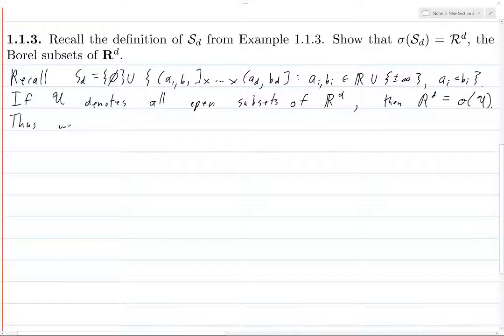So what we're trying to prove is that the sigma algebra generated by S_D is equal to the sigma field generated by open sets, because the sigma field generated by open sets is the Borel sigma field. Sigma algebra, whatever.